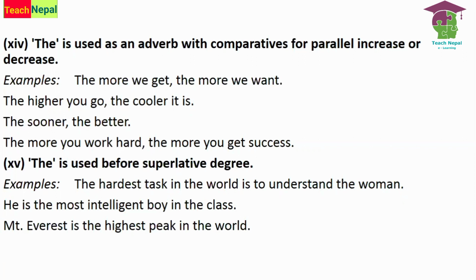The is used before superlatives. When we use a superlative adjective, we have to use the before it. The hardest task, hard, harder, hardest. He is the most intelligent. Mount Everest is the highest. The highest, the most intelligent, then the hardest, right? With these kinds of superlative adjectives.